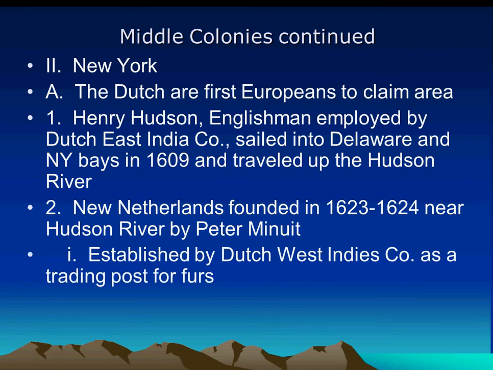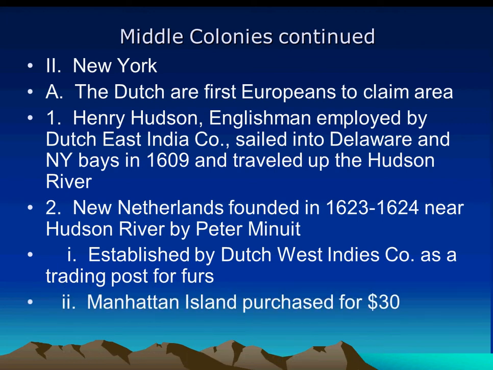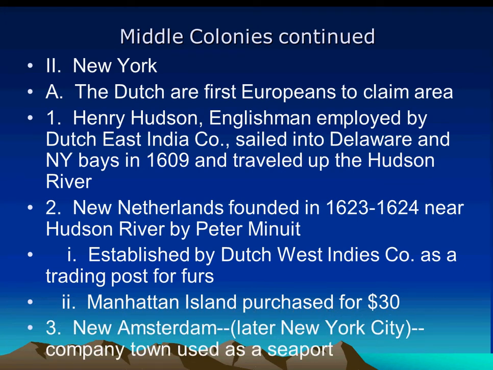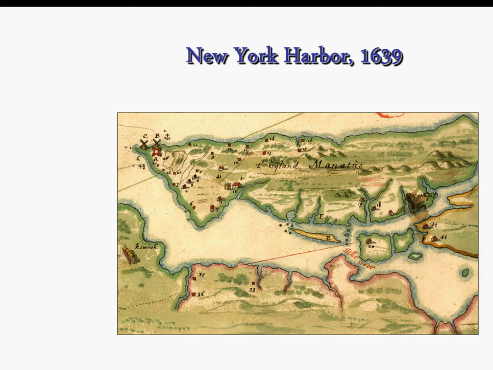The Dutch West India Company are going to set up trading posts there and buy furs from Indians. Manhattan Island is purchased for $30. What a bargain. New Amsterdam, later New York City, is going to be the main seaport. And this shows New Amsterdam, later called New York.